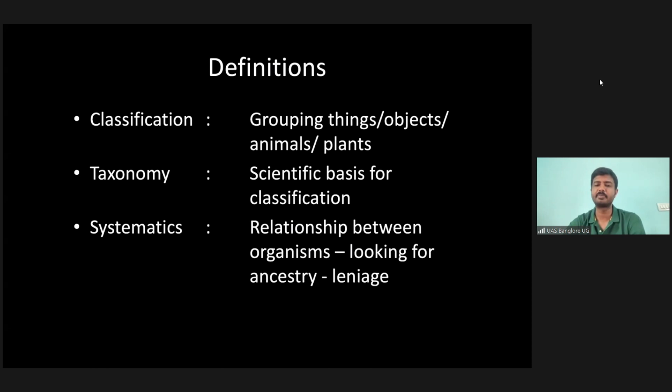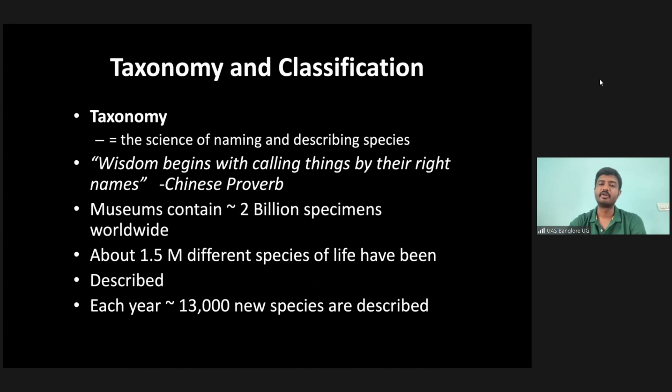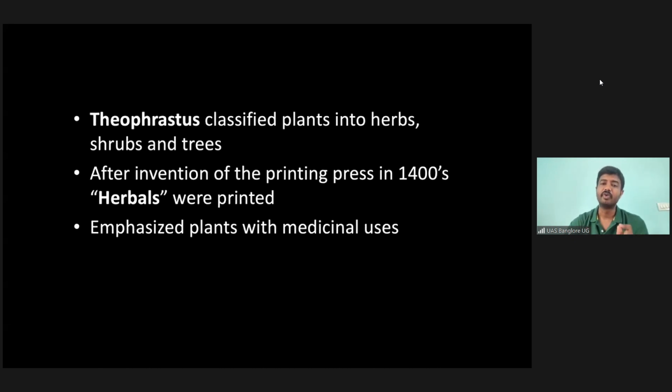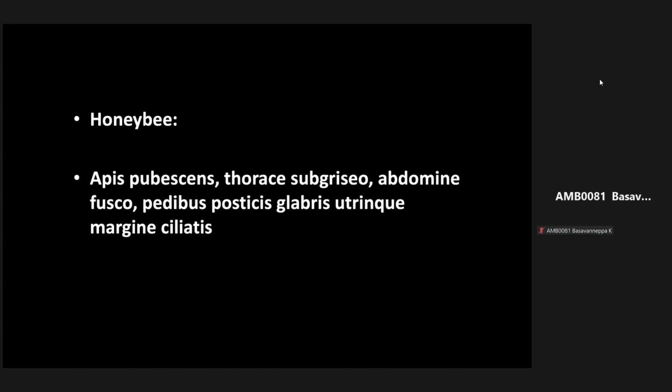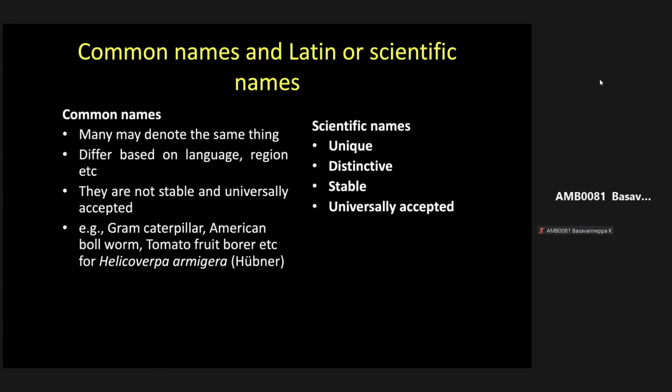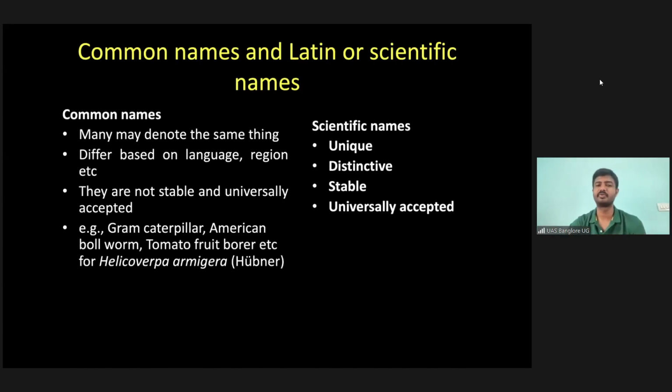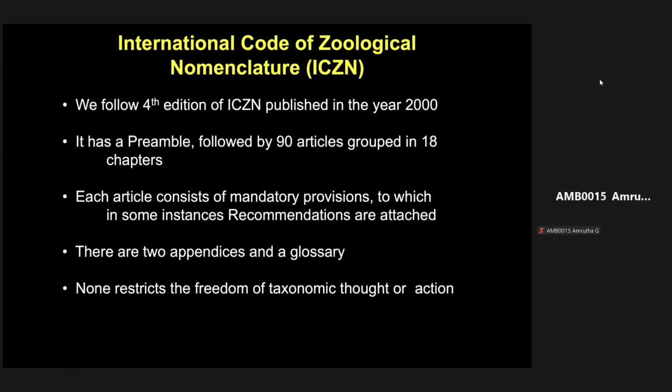Where he published the 10th volume of Systema Naturae, which is very, very important for naming of species. His contributions are very important in classification. Okay, so scientific names. What is the difference from a common name? Yesterday I explained in detail.